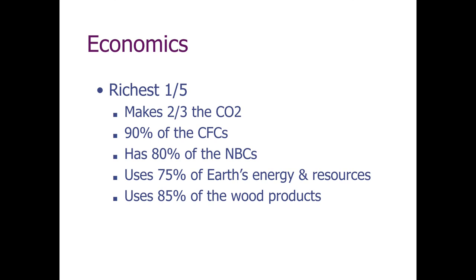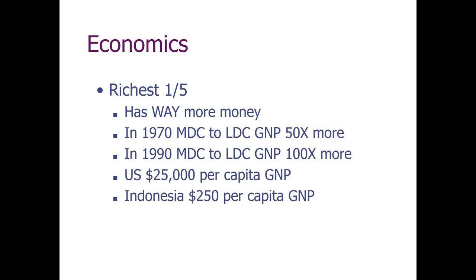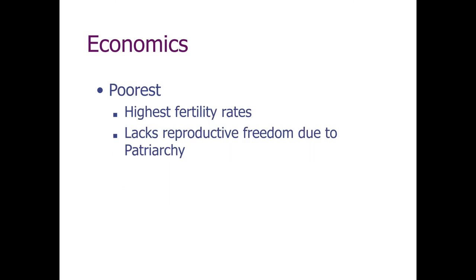They're not doing anything. It's the richest fifth, the richest 20%, that is responsible for the vast majority of all the pollution on Earth. It's us. The richest fifth, way, way, way more pollution, way more money. The poorest have the highest fertility rates, and often the poor lack reproductive freedom due to the patriarchy, male domination, male-dominated religions, male-dominated societies. It's men.